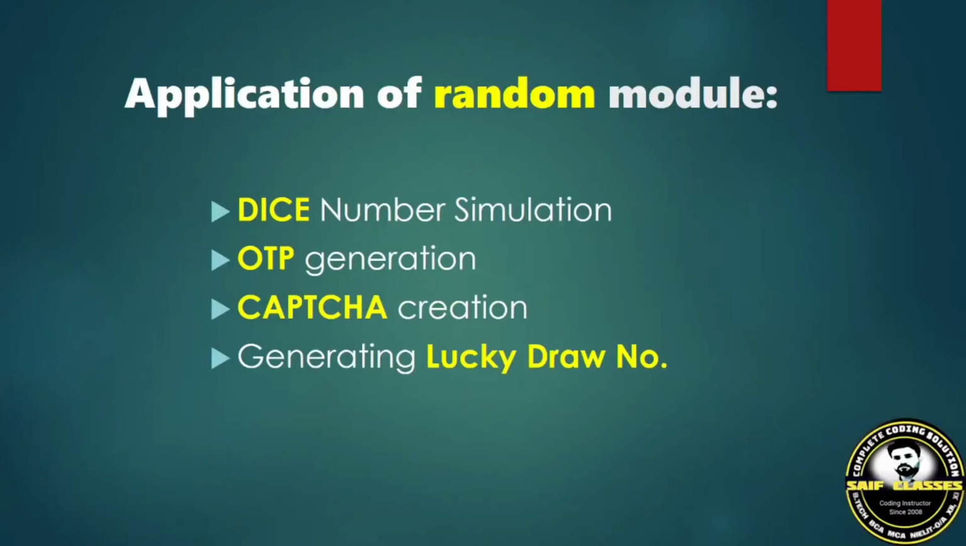Applications are there. Now these are the applications of the random module. You can create a dice number simulation. You can generate your own OTPs, captcha, and you can even create your lucky draw numbers, that kind of thing. Whenever you have to do random number selection or a random number picking process, you can go with the random module.